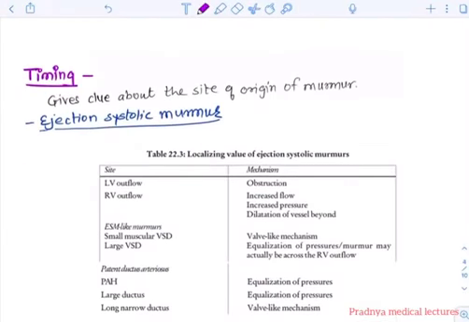Okay. Then next is the timing. Now what does timing give us? Timing gives us the clue about the site of origin of the murmur. So what is the timing? Either it can be early systolic, mid systolic, or late systolic, or mid diastolic. So we will see one by one.